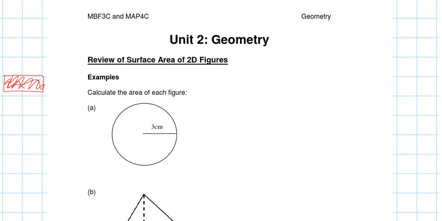Now, do you guys remember what's the difference between radius and diameter? Radius is half the diameter. That's right. So a radius is half the diameter. It goes from the center to the end of the circle, and we use that when we have a circle.